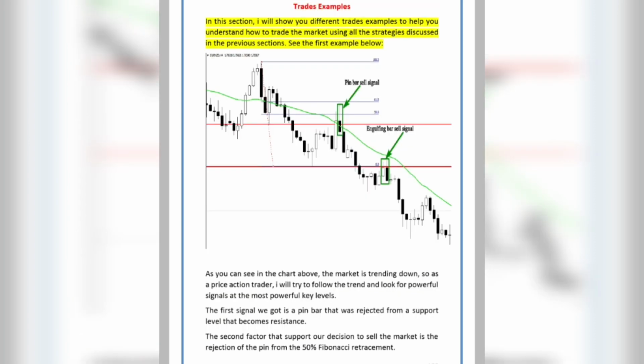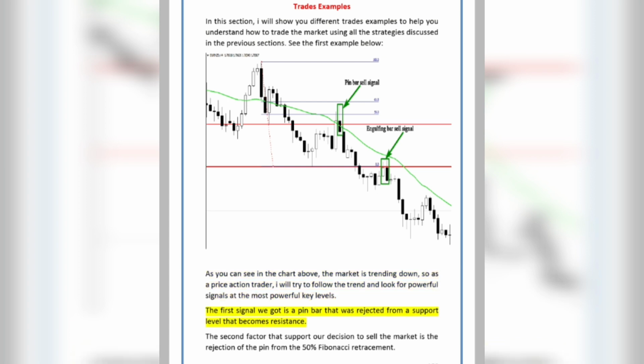Trade examples. In this section, I will show you different trade examples to help you understand how to trade the market using all the strategies discussed in the previous sections. See the first example below. As you can see in the chart above, the market is trending down, so as a price action trader, I will try to follow the trend and look for powerful signals at the most powerful key levels.